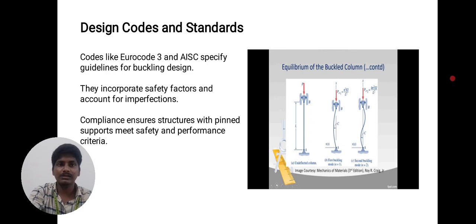Design codes and standards. Codes like Eurocode 3 and AISC specify guidelines for buckling design. They incorporate safety factors and account for imperfections. Compliance ensures designs with pinned supports meet safety and performance criteria.